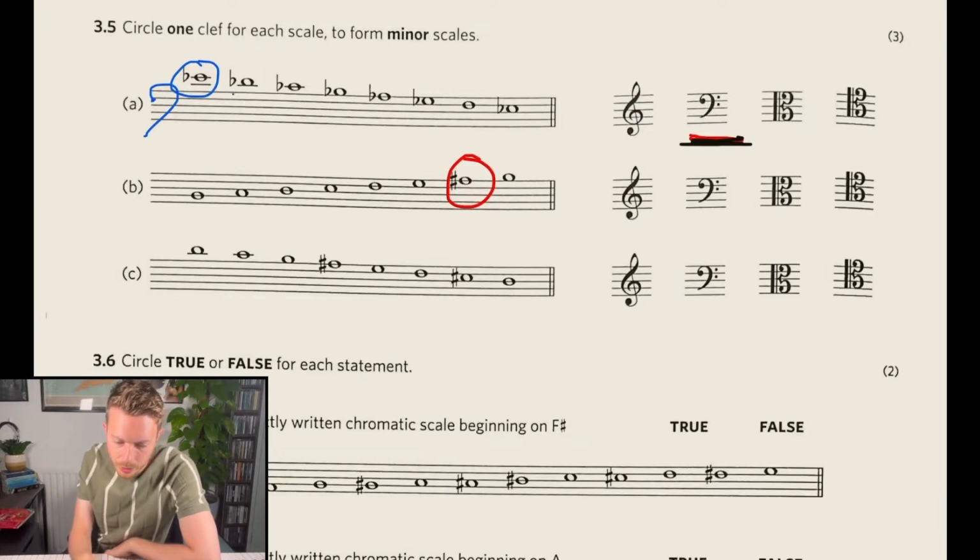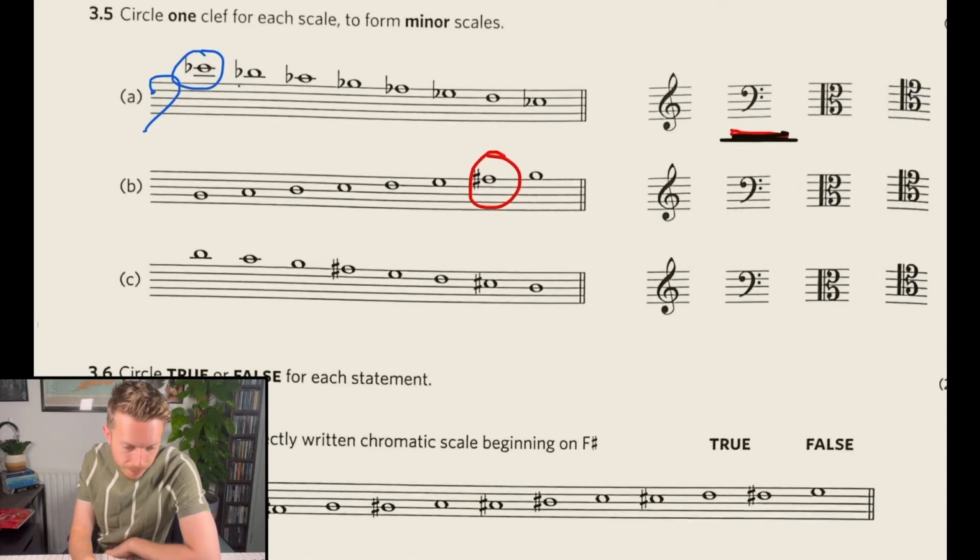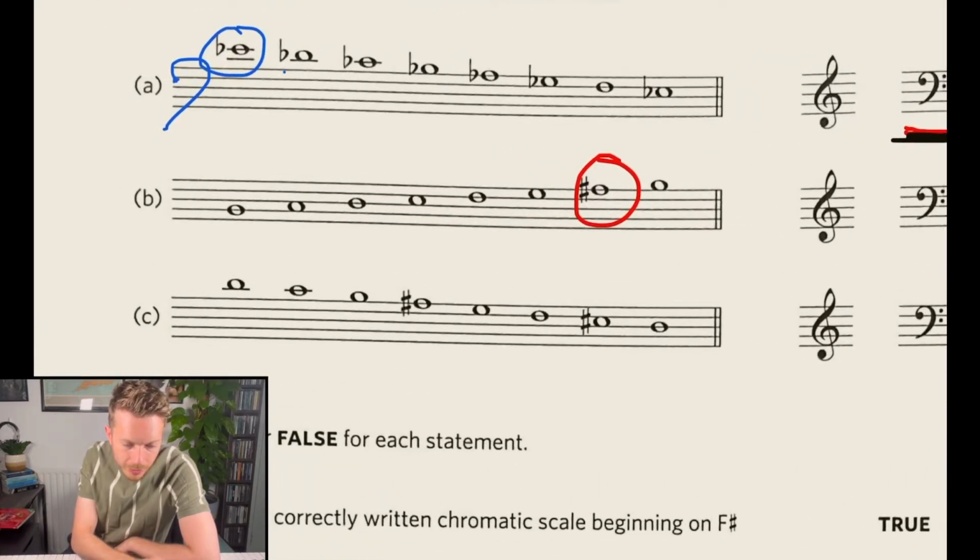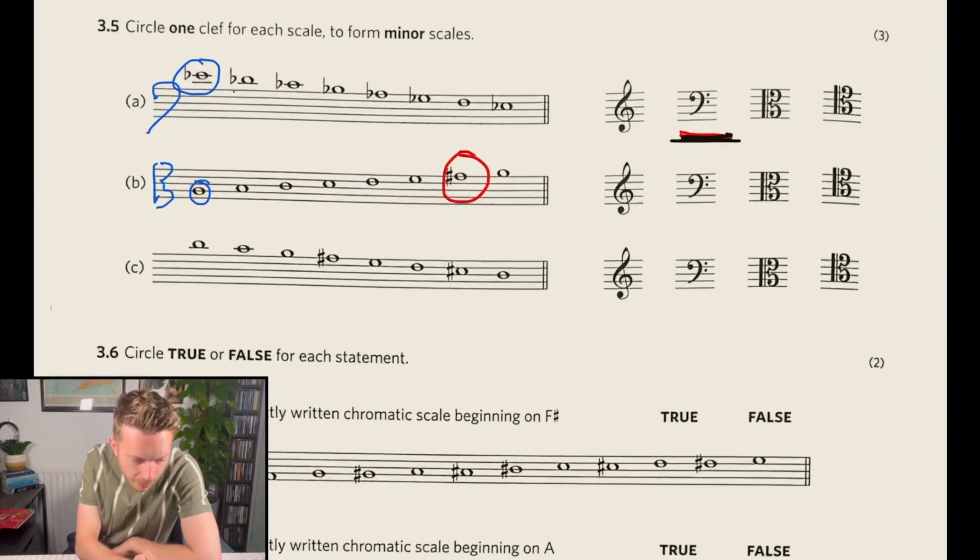So now we have to work out which clef we're in. Which of these clefs means that this would be an A? If we're in treble, that would be a G, so that's wrong. If we're in bass, that would be a B, referring to that note, I mean. If we're in the alto clef, that would be an A. So alto clef is the correct answer here.